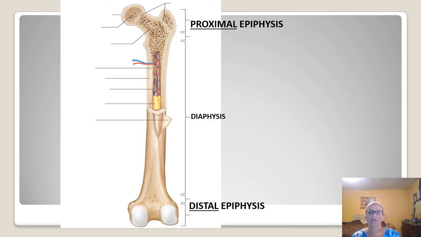We have a proximal epiphysis. Proximal means nearest to the point of attachment, closest to the inside of the body, closest to the midline. So it's the expanded portion at the proximal end closest to the body, all right? The expanded portion at the distal end, furthest from the body, furthest from the point of attachment, is the distal epiphysis.